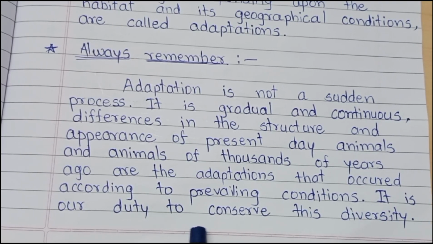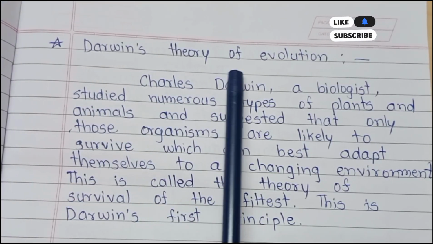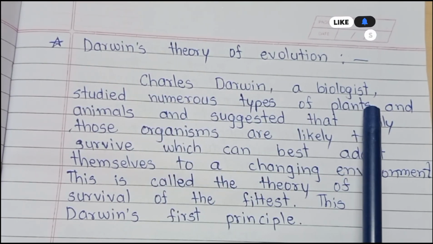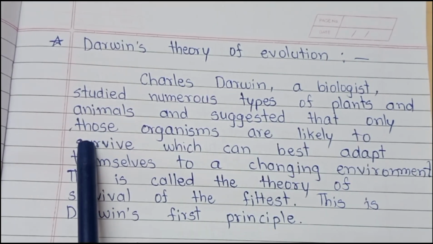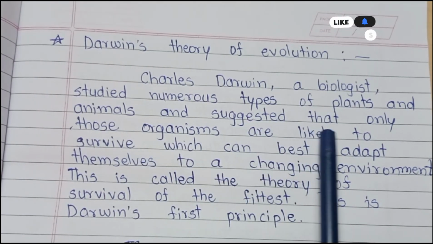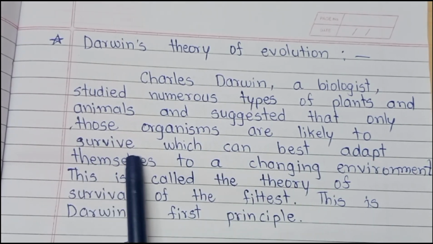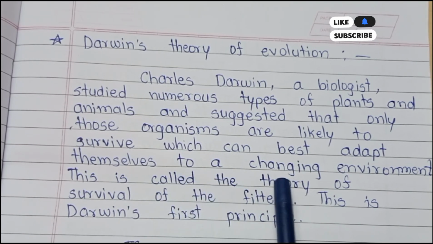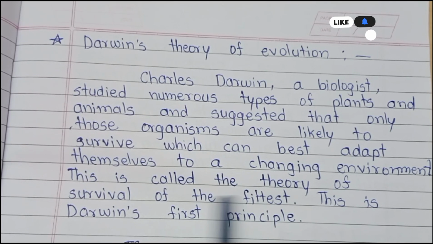It is our duty to conserve this diversity. Darwin's theory of evolution. Charles Darwin, a biologist, studied numerous types of plants and animals, and suggested that only those organisms are likely to survive which can best adapt themselves to a changing environment. This is called the theory of survival of the fittest.